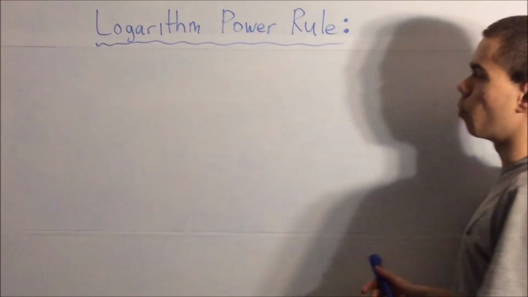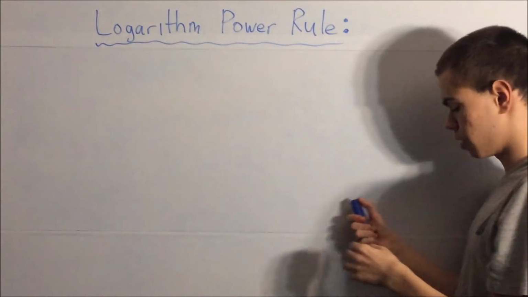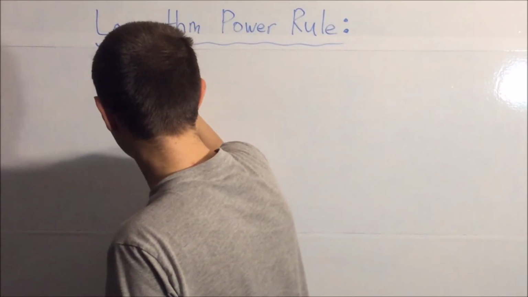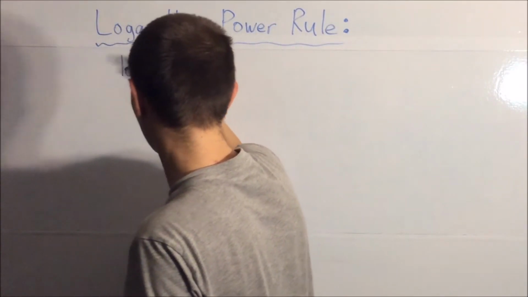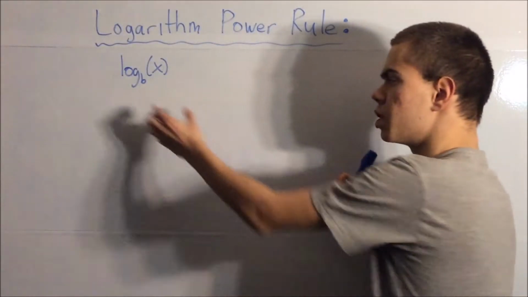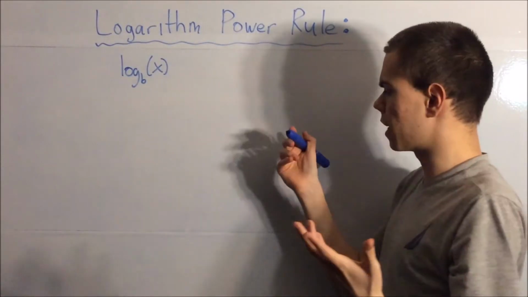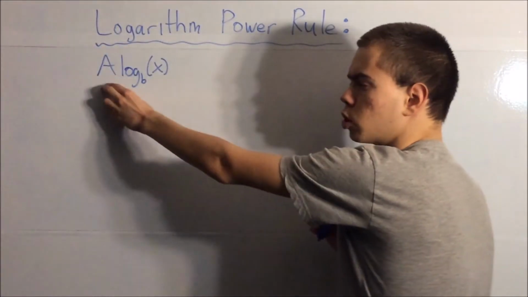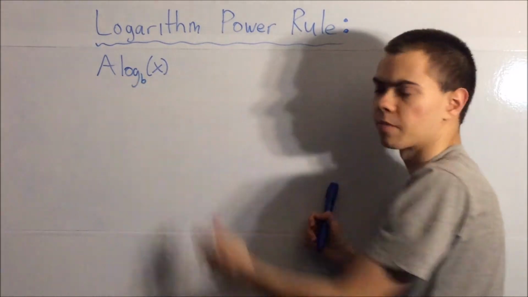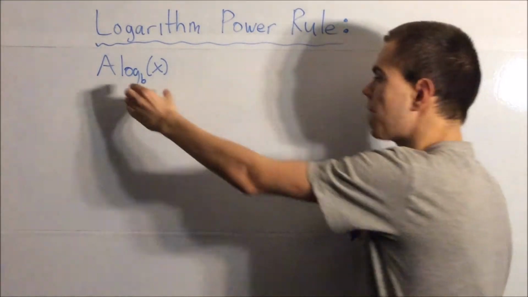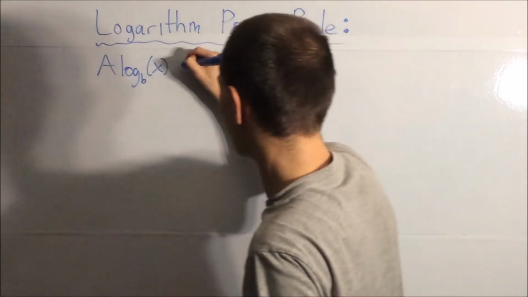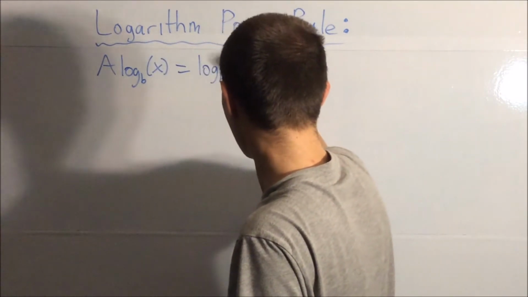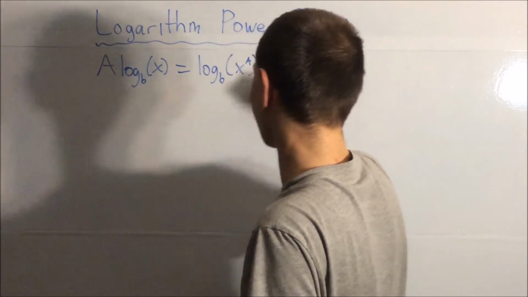In this video, we're going to talk about the logarithm power rule. So pretty much, we start out with something like log base b of x. Now, what we can do with this is say we have some number a out in front, multiplying the log base b of x. It turns out that this is equal to log base b of x to the power of a.